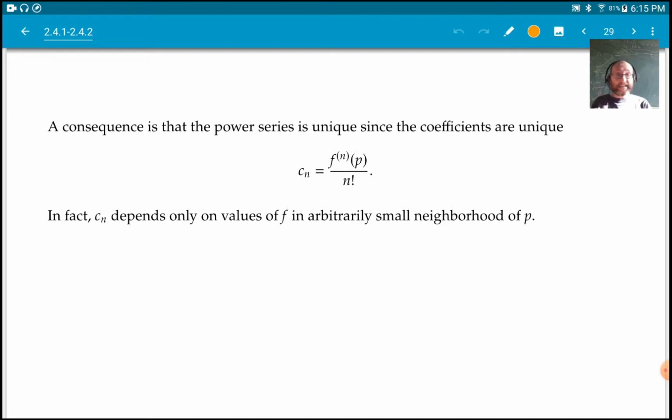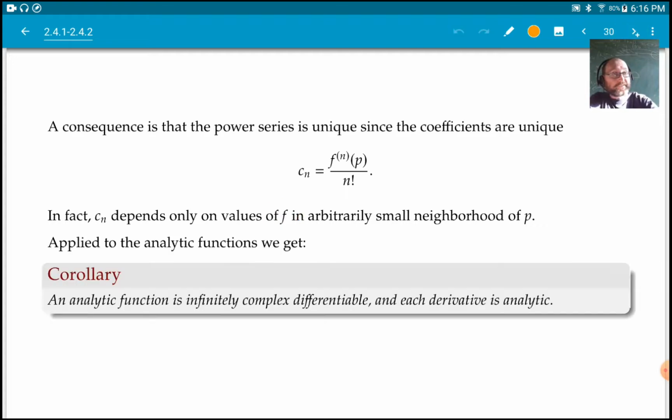And again, it only depends on the values of f in an arbitrarily small neighborhood. I don't even need to know f very far out. For any disk of radius epsilon, for epsilon being 1 over a million, that's fine. That's good enough. 1 over a trillion. So that's a consequence of this.